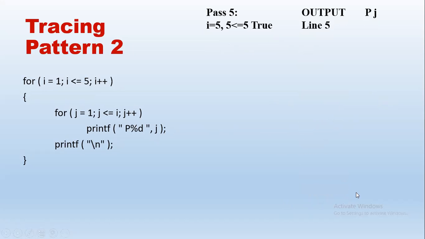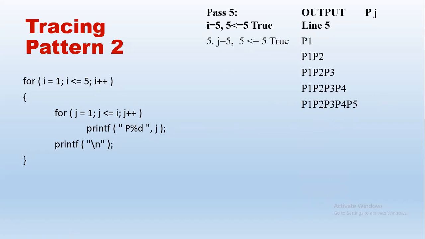Next step, j becomes 5. 5 less than equal to 5. Yes, condition is true. Print p5, the fifth value in line 5. Next, j becomes 6. So j is 6, but i is 5. So 6 less than equal to 5? No, condition is false. So this inner loop will stop here. Control completes. So control comes here now. So printf \n, the cursor comes to the next line.